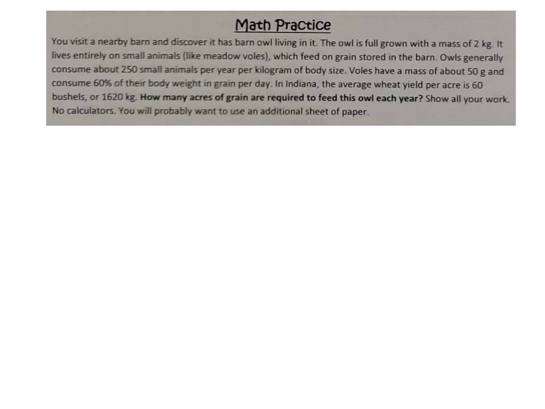Owls generally consume about 250 small animals per year per kilogram of body size. Each vole has a mass of about 50 grams, and they consume 60% of their body weight in grain per day. And then we're going to do this for Indiana since that's where he discovered it. So the average wheat yield per acre is 60 bushels, same as 1,620 kilograms. So our question is how many acres of grain are required to feed this owl each year?